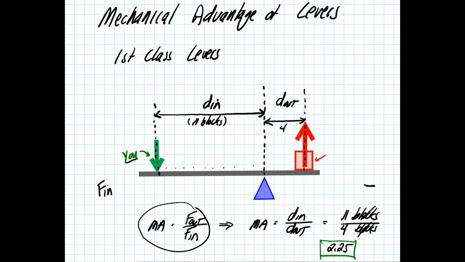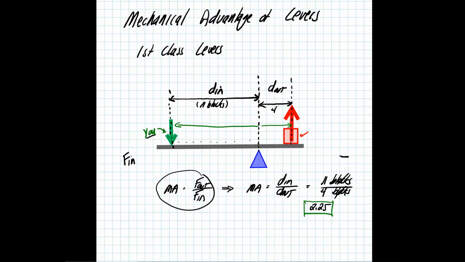D in is fulcrum to input force. D out is fulcrum to where the load is. And what's the price we pay for this mechanical advantage? Distance. You're going to have to push down further than this thing comes up. Okay, there's always a price we have to pay.